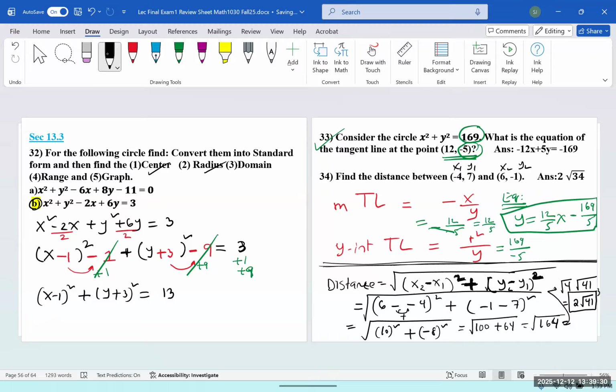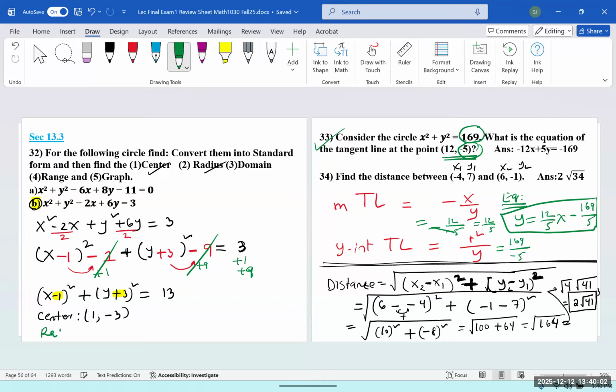Now for this question, they're not going to ask for domain and range because our radius is not a whole number. So what is our center here? Positive 1, negative 3. We have to take the opposite sign. So we have negative 1 inside, it will be positive 1. We have positive 3 inside, it will be negative 3. So it's opposite sign.